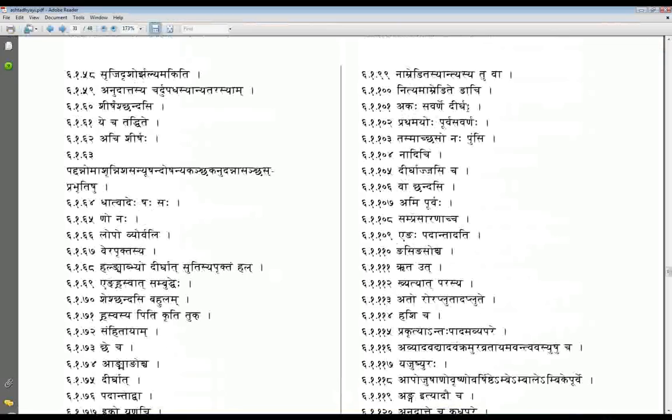So we have only four: long E, U, Ru, A. Then we also talked about why the Akasavani Dirgha overrules some of the other sutras.